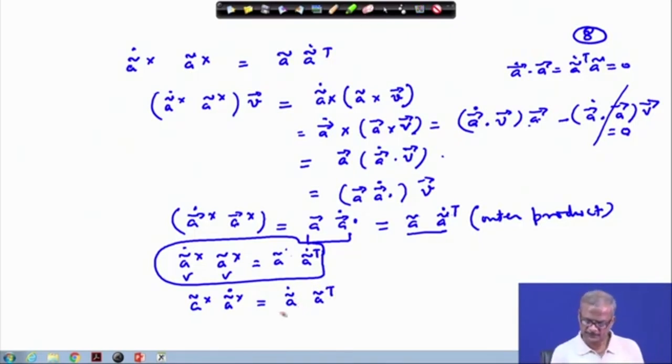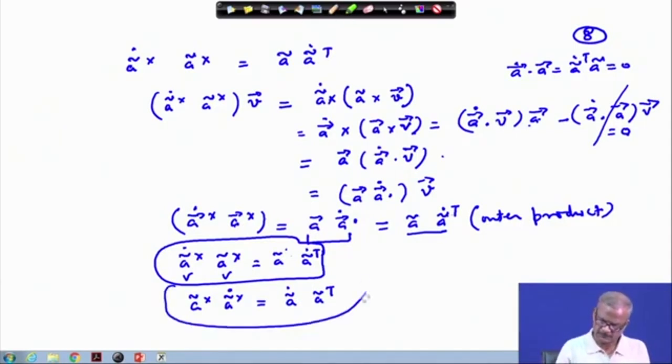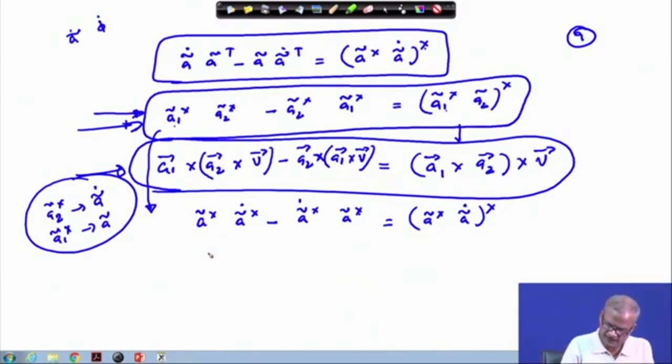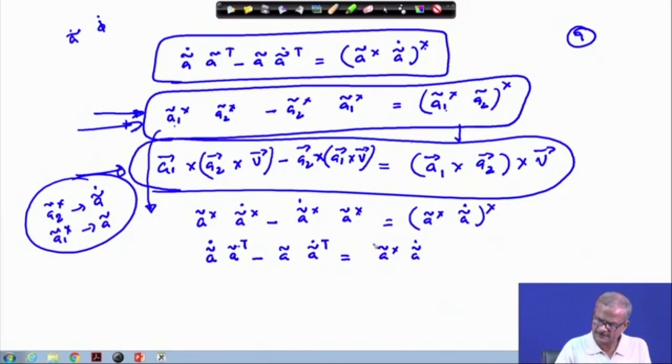So if we utilize this result, we can utilize it here. So this will get reduced to a tilde dot times a tilde transpose minus a tilde transpose times a tilde dot. This dot will turn up again. This is transpose. This will be equal to a tilde cross times a tilde dot cross.